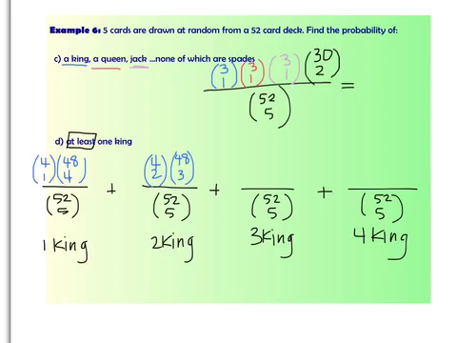So you'll notice, the top number here, the 4 and the 48, are going to stay the same. The number of those that I'm choosing is changing. So if I have 3 kings, there's still 4 kings, but I want 3 this time. And there's still 48 not kings, and I want 2 of those. And then finally, 4 kings, I want all 4. And for the 48 not kings, I just need 1. So if I calculate each of those probabilities and sum them, I'll have the probability of at least 1 king.